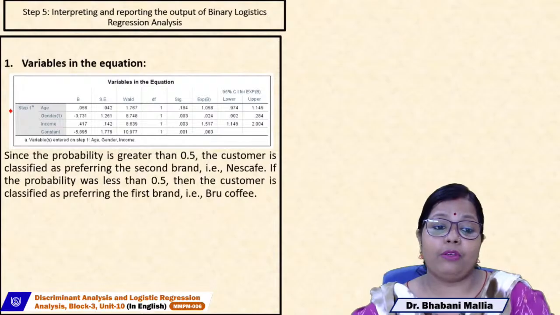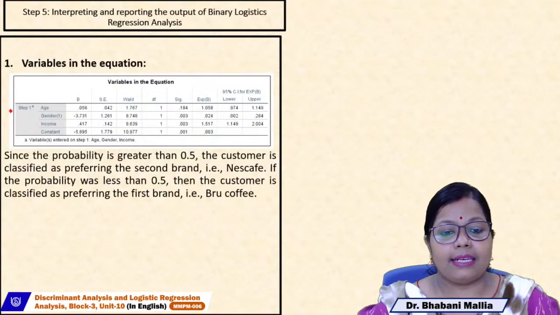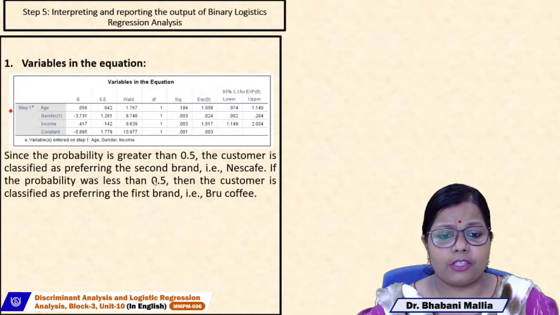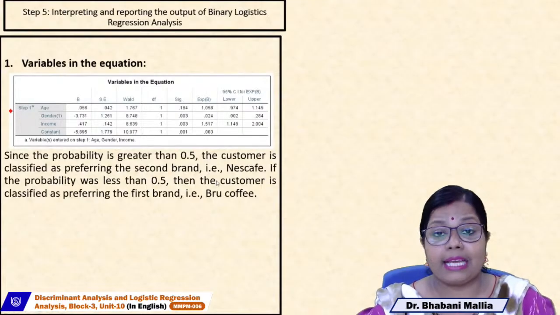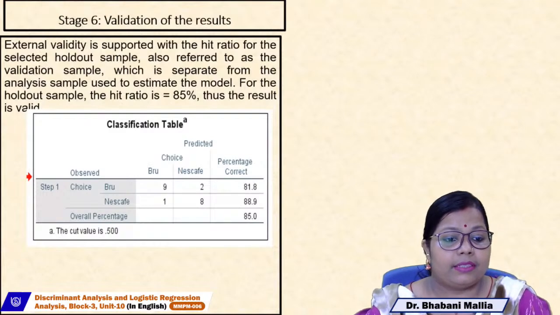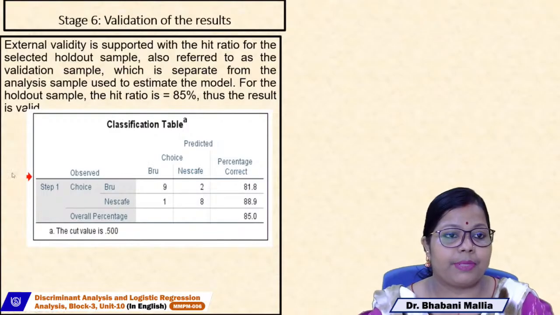But if the result is vice versa, meaning less than 0.5, what will be the interpretation? If it is less than 0.5, then ultimately Nescafe will be rejected, but Brew will be accepted. You can see here the cutoff value was 0.5, with which I was explaining or validating the result.